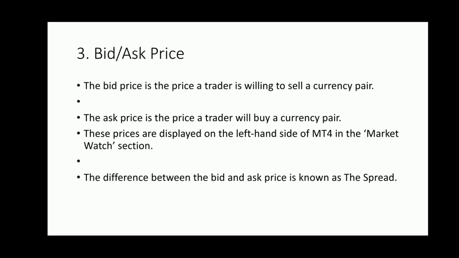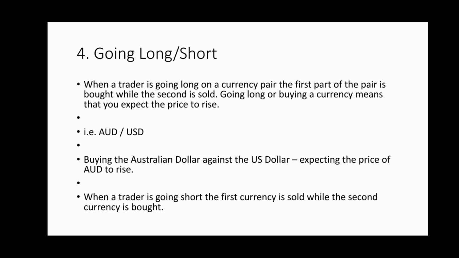Now, the ask price is the price the trader will buy the currency pair. These prices are displayed on the left-hand side of your MetaTrader 4 in the Market Watch section. What I've just explained, the two lines that will be moving up and down, will be your bid and your ask price. The difference between the bid and the ask price is known as the spread. Each broker also offers different spreads. If you find a broker with a lower spread, you can use that to your advantage as well. Okay, let's move on to number 4.